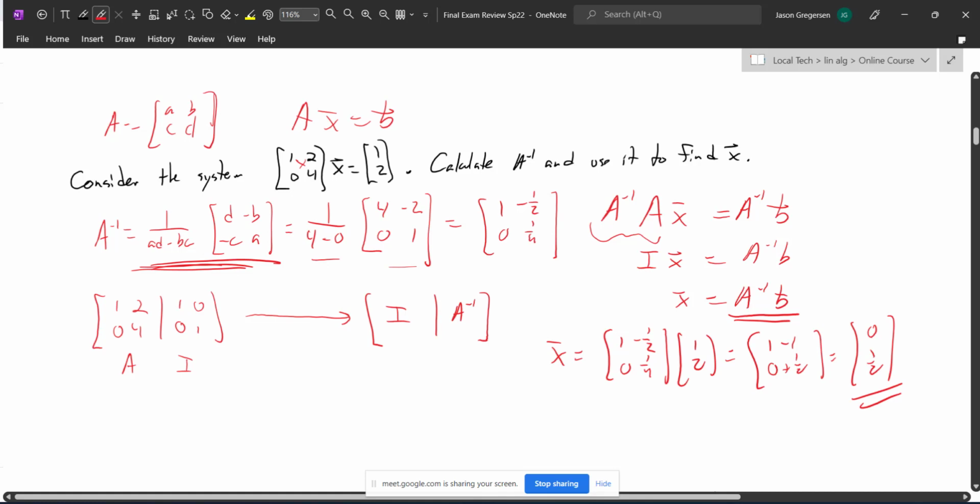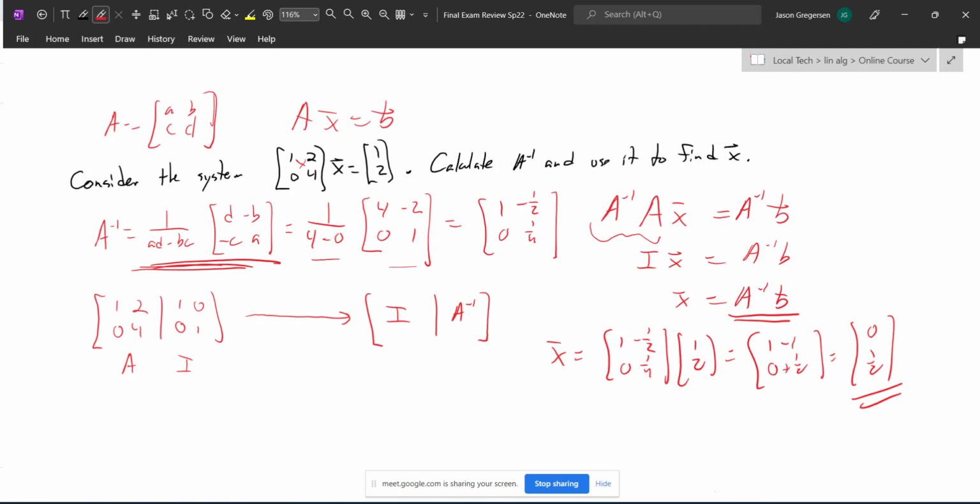Okay, so I've reviewed two different ways to calculate the inverse and how we would use it to solve a matrix equation. Any questions there at all? Remember, if you have questions, chime right in. You want to get your questions answered because it's going to be your score on the exam.